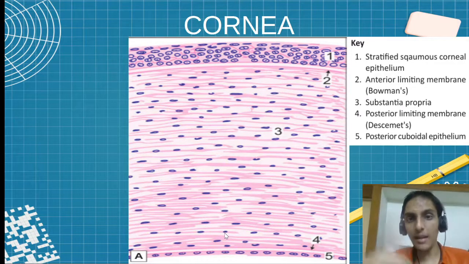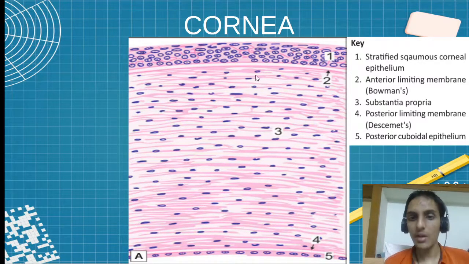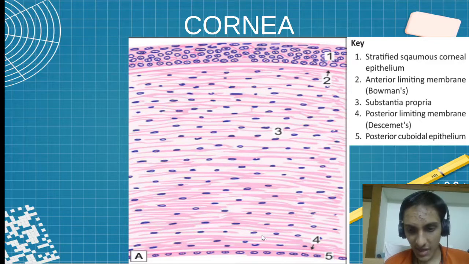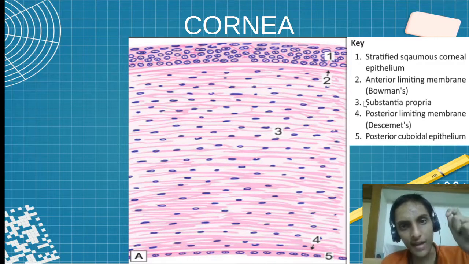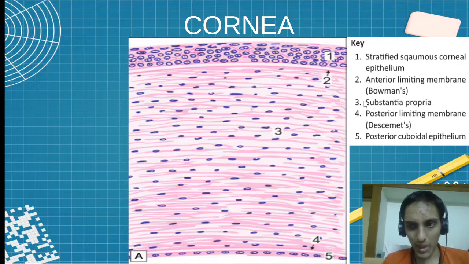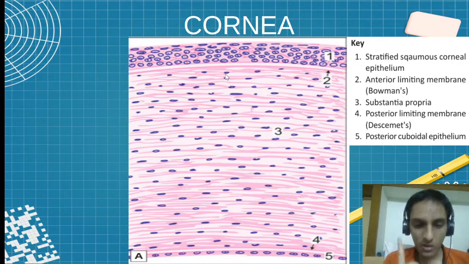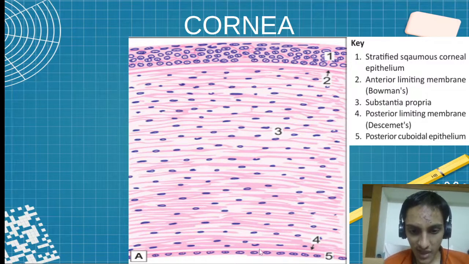So two limiting membranes are there. Once again, this is anterior, the Bowman's, posterior, that is the Descemet's. Please don't confuse this Bowman's. This is also there in the nephron. In the nephron, there is something called Bowman's capsule. That is totally different. Okay. Here we are discussing about Bowman's membrane. So both terminologies differ. So anterior limiting, that is the Bowman's. Posterior, that is limiting with the Descemet's.